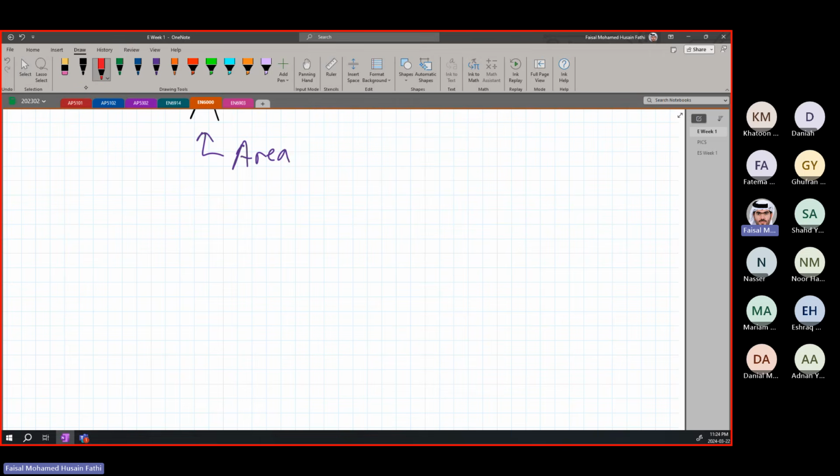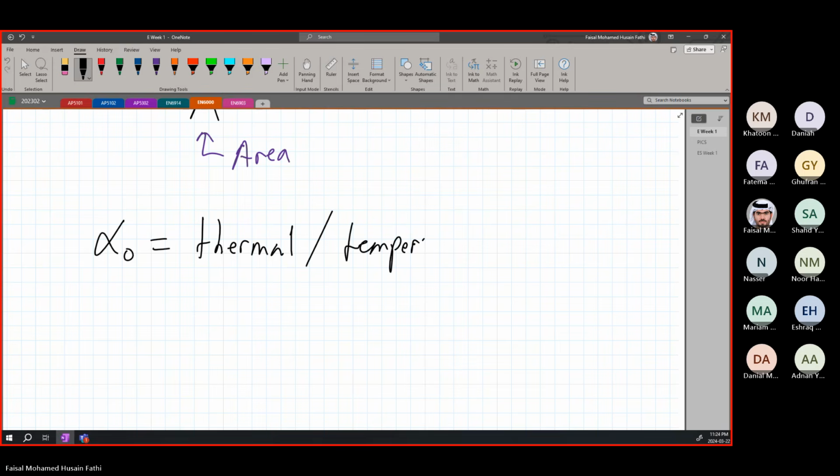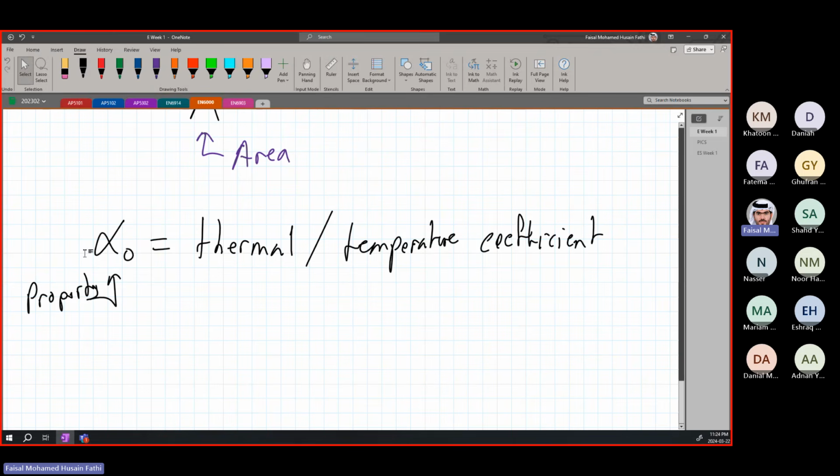And that will depend on something called alpha, also known as the thermal or temperature coefficient. This is also another property of the material. It depends on the type of material what the thermal or temperature coefficient of that material is. So it differs from material to material. It's an effect of material.